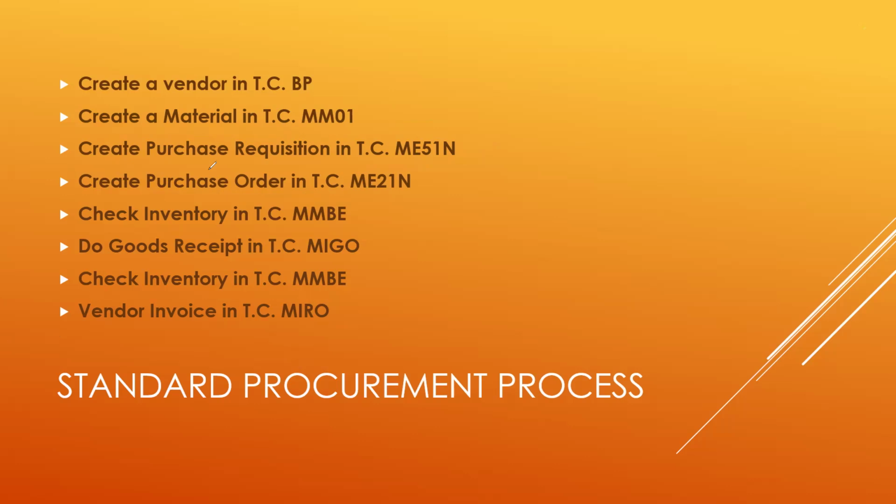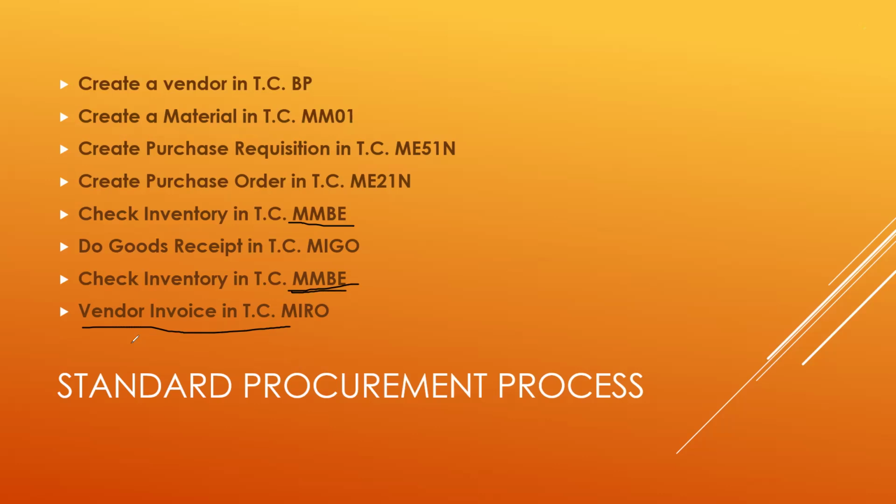And then we are going to do goods receipt and invoice verification. That is the vendor invoice, the last step. Before that, we'll check the inventory in MMBE transaction code. Before goods receipt, I'm going to check MMBE, and after goods receipt, I'm going to check MMBE. So this is what I'm going to do.